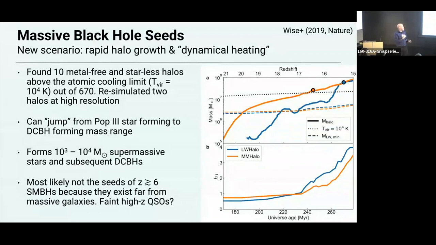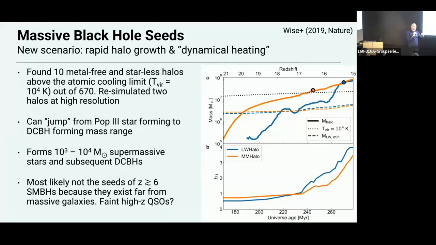That was the standard scenario at the time. But when we started looking into this, it had a typical J21, so it's 1 to 3. That's not very high at all. That's very typical. But when we started digging into the data more, we saw that these are rapidly growing. So basically, they're skipping over this population 3 phase here, where this is the minimum mass giving a Lyman-Werner flux, and this is the atomic cooling halo limit here.